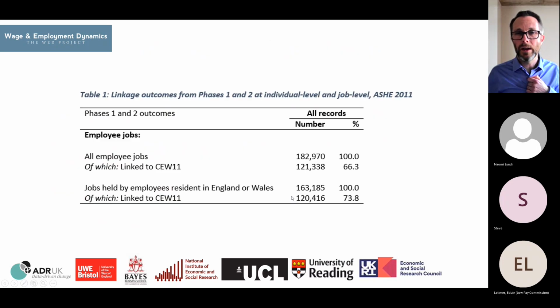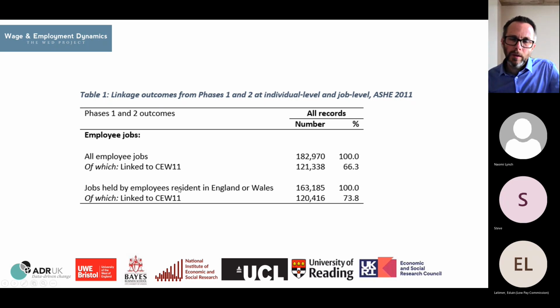Okay, so just to be clear on the numbers of observations that you've now got available, in ASHE 2011, and I'm focusing on ASHE 2011 because that's where the linkage rate is highest, there are 183,000 jobs in total, and 121,000 of those have been linked to the census. But remember that I said you're very unlikely to get linked to the census for England and Wales if you weren't actually resident in England and Wales in 2011. So there are a whole bunch of people in ASHE 2011 who are living in Scotland. Now, the odd one or two of those get linked to the census, but most of them don't.